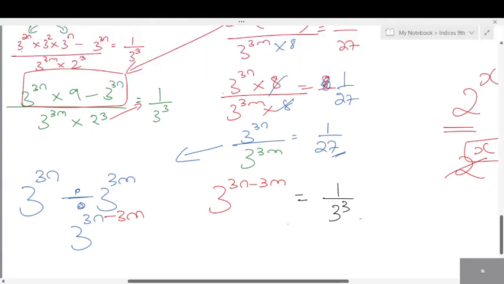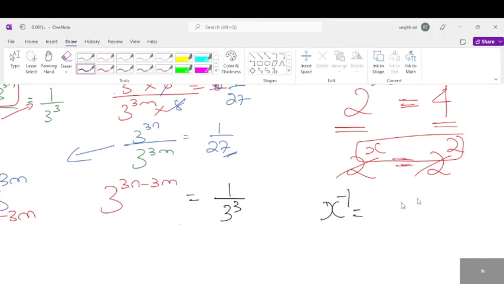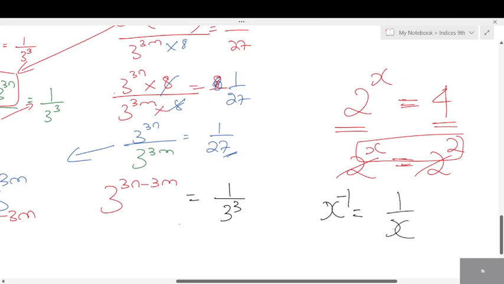Okay. Now right hand side, where is 3 on the right hand side, numerator or denominator? What's the answer for x to the power of minus 1? 1 by x. You should know even the reverse one. If the x is in the denominator, how do you put it in the numerator? If you send it to the numerator, it becomes x to the power of minus.